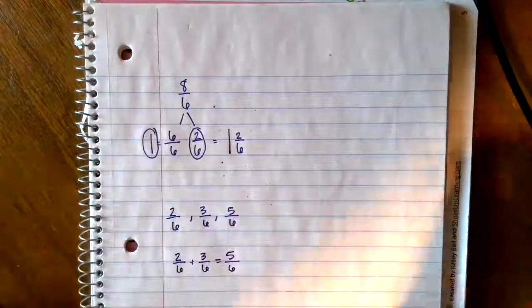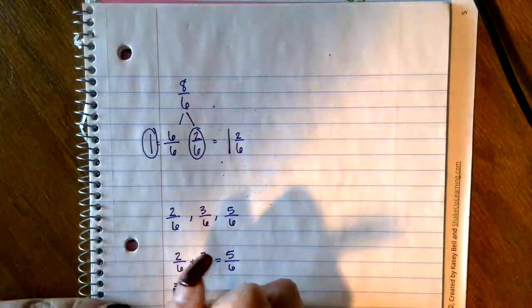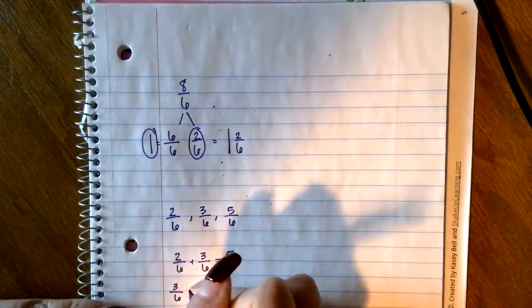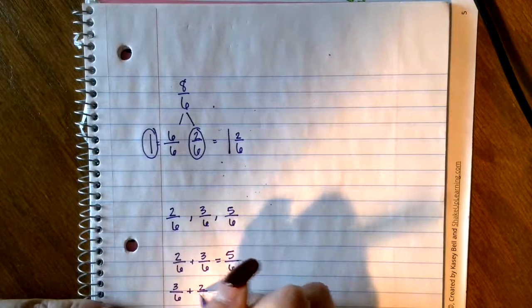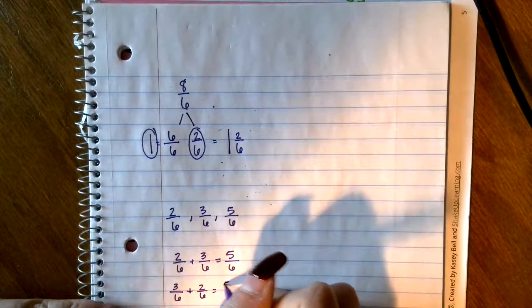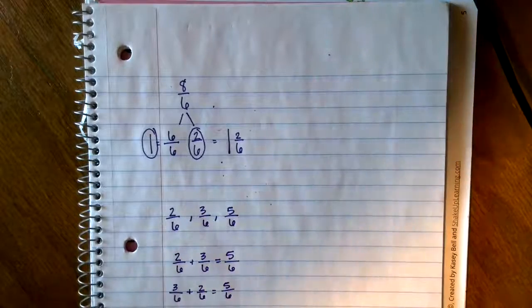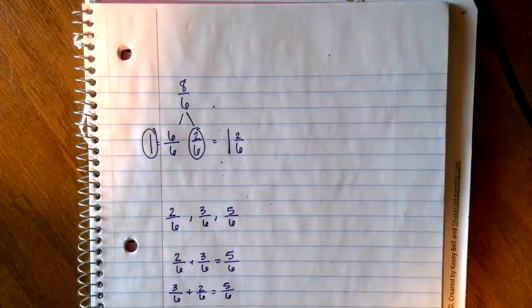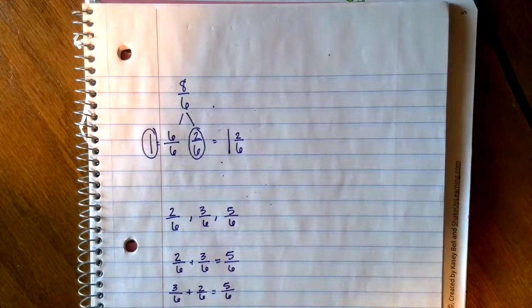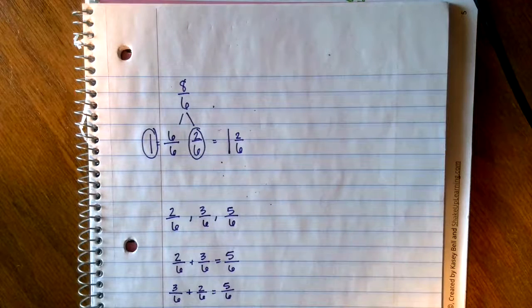I could also flip these, right? Because we know with addition that we can change these fractions around and they're still going to equal 5 sixths. Doesn't matter which number's first. All right, now that I've shown you a couple, is there another one that you could think of, another number sentence that would make this true?